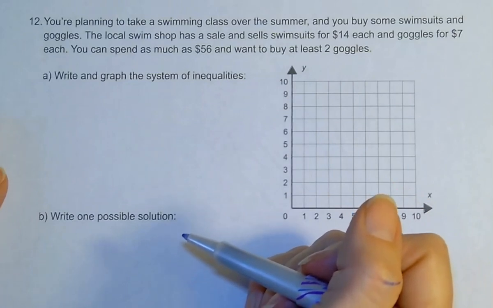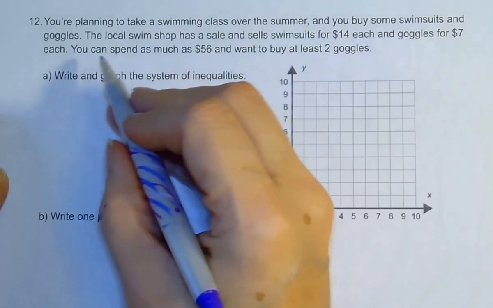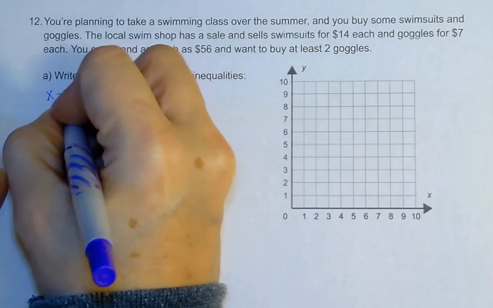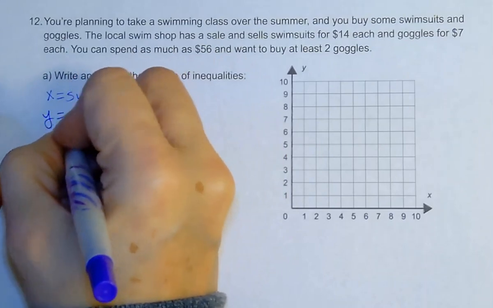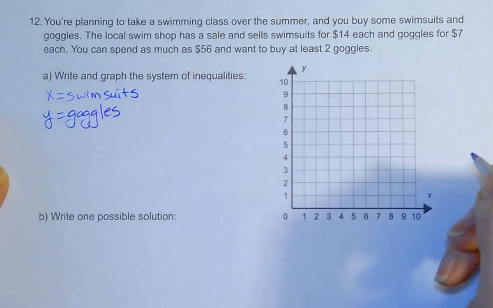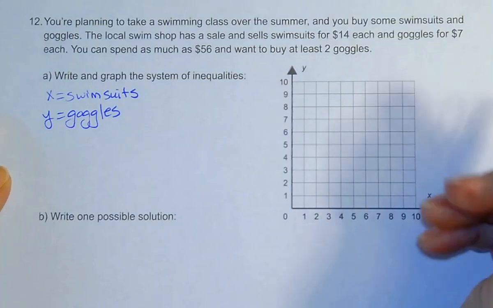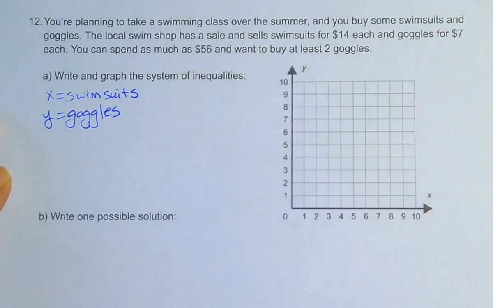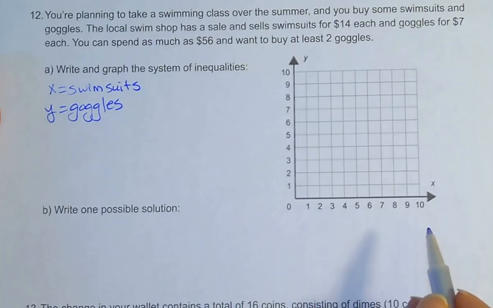So I'm going to go ahead and define my variables. Because we are talking about swim class, we're buying swimsuits and goggles. Because they gave me swimsuits first, I'm just going to say X is swimsuits, and Y is goggles. If you ever choose the other order, you chose X as goggles and Y as swimsuits, your graph is just going to be a little rotated from what mine is, but all of the solutions will still work out. Okay, so if you chose to do goggles on your x-axis, your graph is going to look a little different from mine, but your solutions will all be the same.